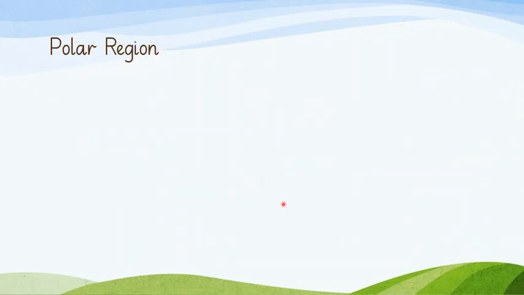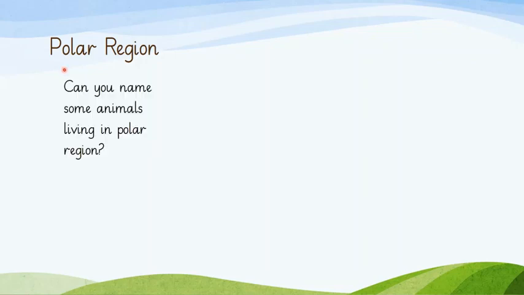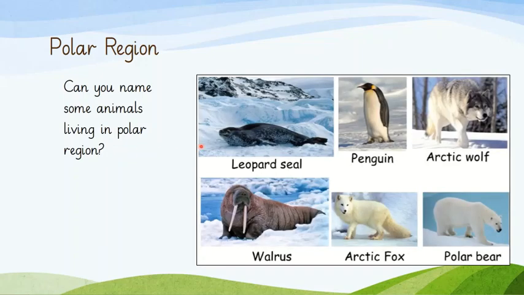So, the polar region is the habitat that we are going to study in detail. Can you name some animals living in the polar region? One of them is of course the polar bear that we have just seen. These are some other animals that live in the polar region. One of them is the leopard seal. The other one is the penguin. You may have seen penguins in different cartoons. Arctic wolf and polar bear, Arctic fox and walrus.